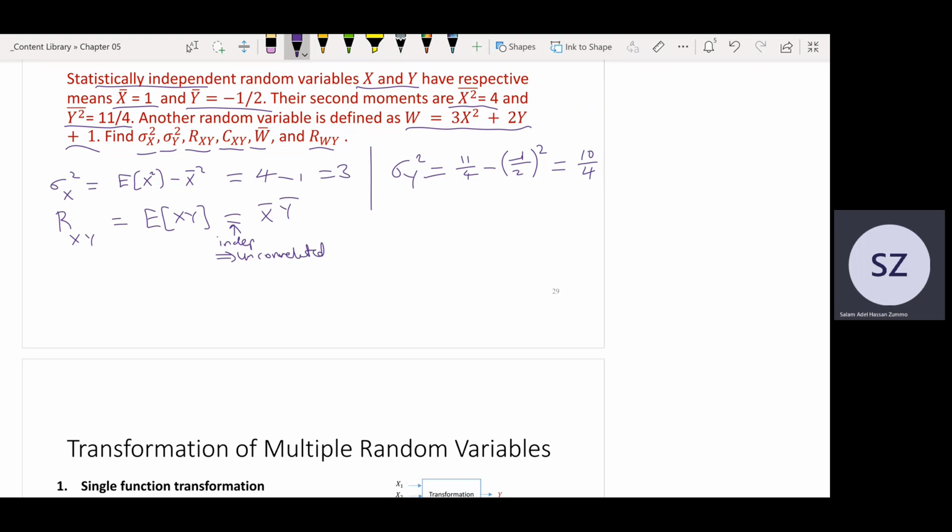Okay. Now x bar times y bar equals what? 1 multiplied by minus one half, which is minus one half. Now what about C xy, the covariance between x and y? Why did you take 1 minute to do it?